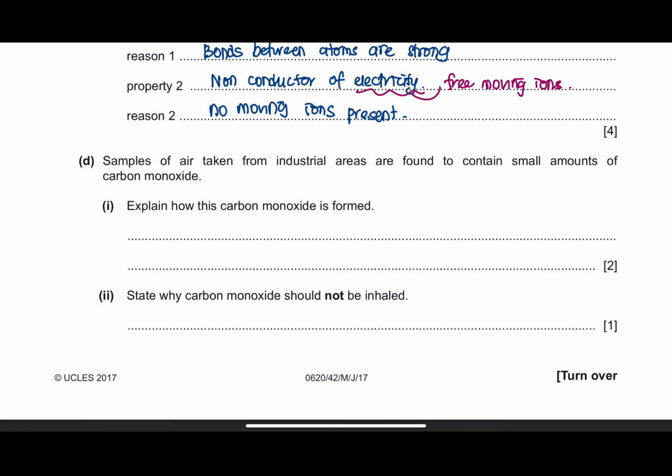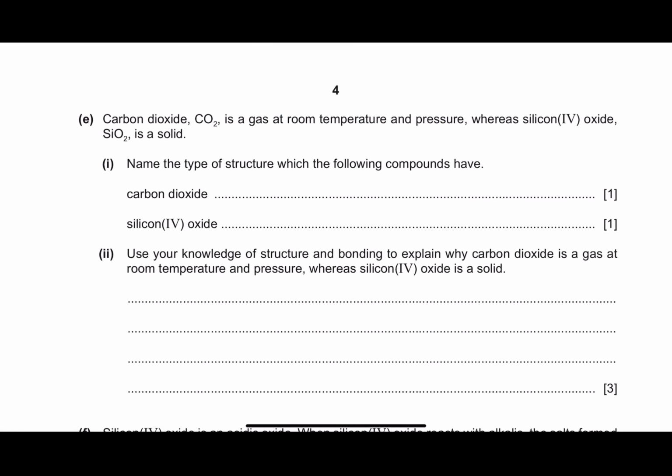Question D is asking you about a sample of air and why carbon monoxide should not be inhaled. Now this question is not related to this chapter, so I will skip it and we can discuss it in another video. Now this is the continuation of the same question.